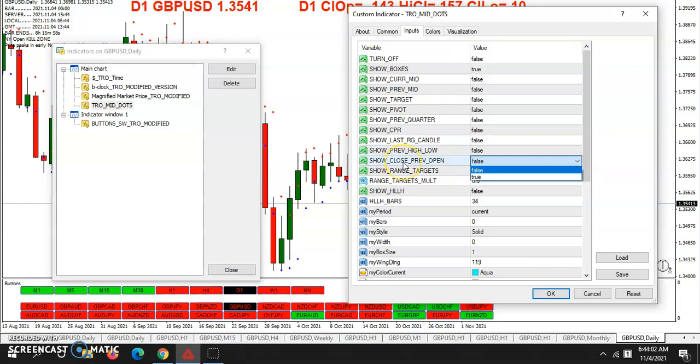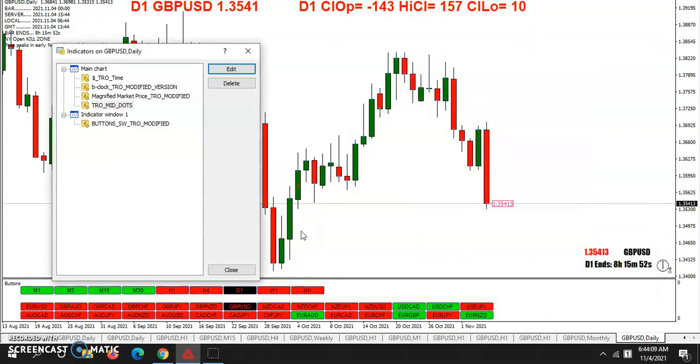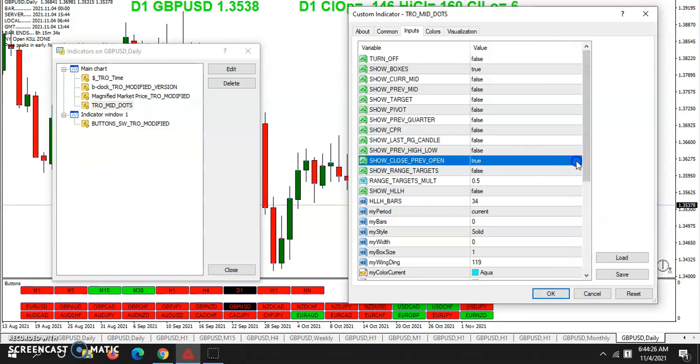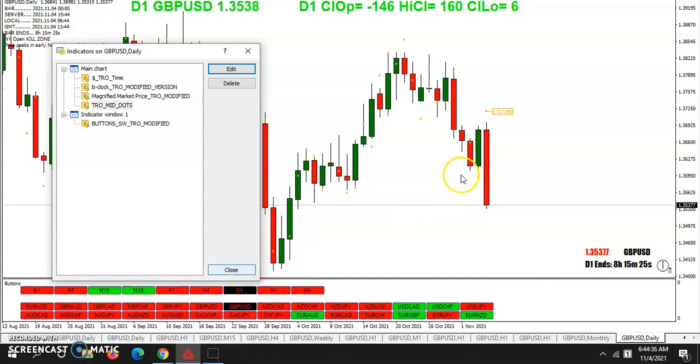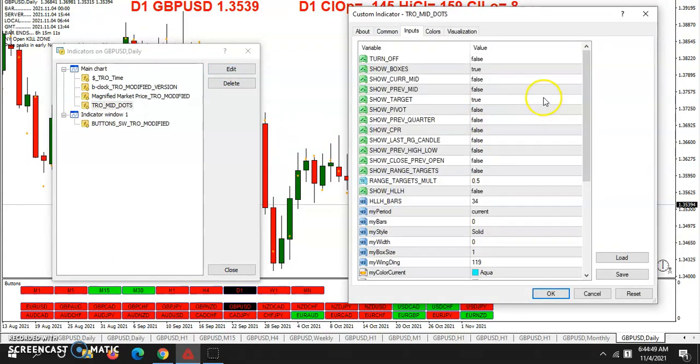Show the close and the previous open. So there was the close. Okay. And then there's also targets where you want to look to take profit. And so there was a target. There was a target. And then there's one more set of targets.